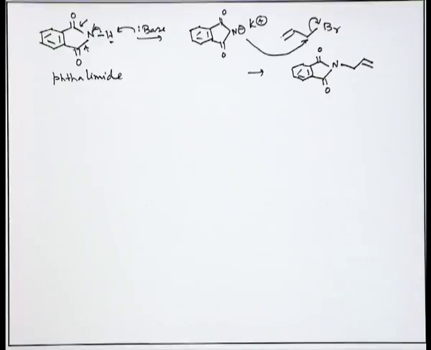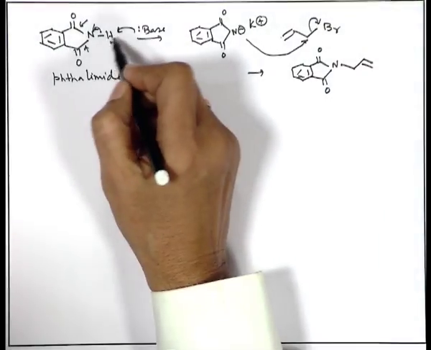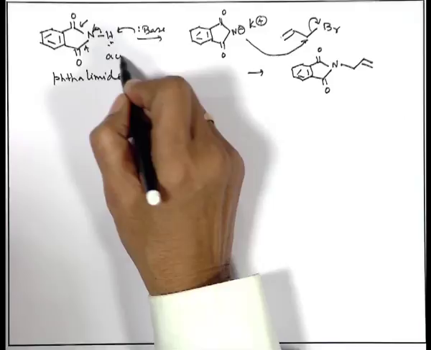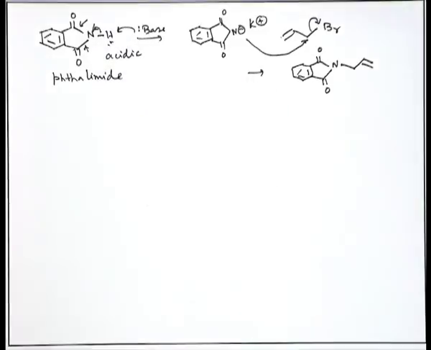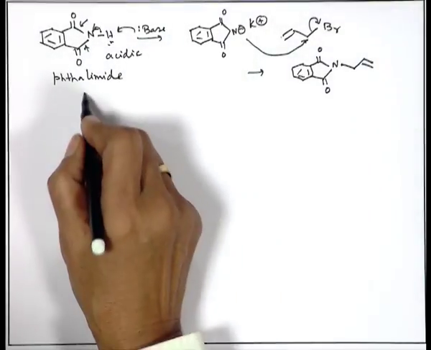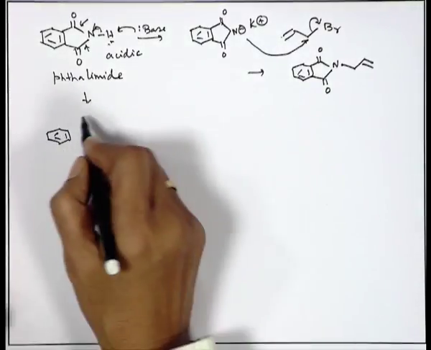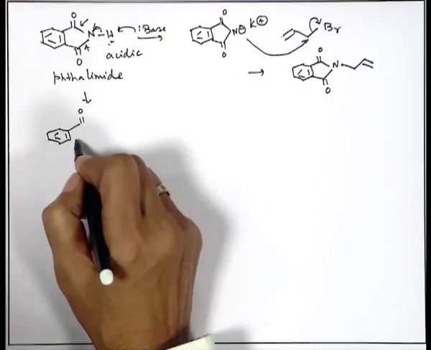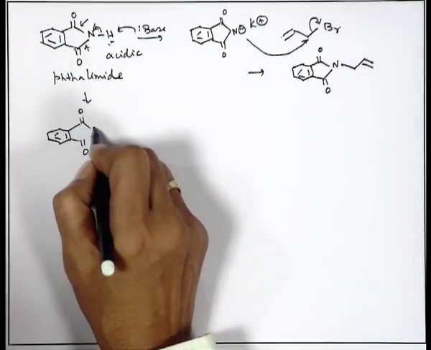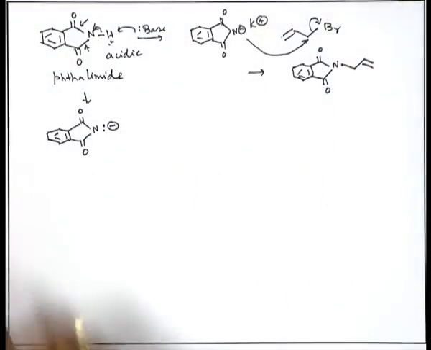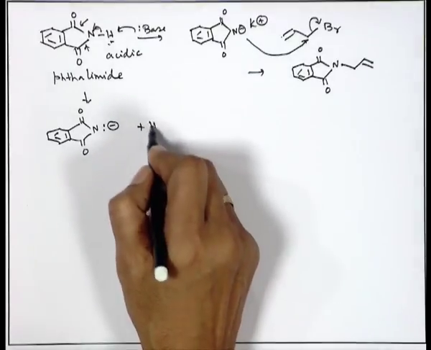What is the advantage? The advantage is this hydrogen is acidic. Why? Because if you take off this hydrogen, the remaining thing, that is the conjugate base, is nothing but this N minus plus H plus.